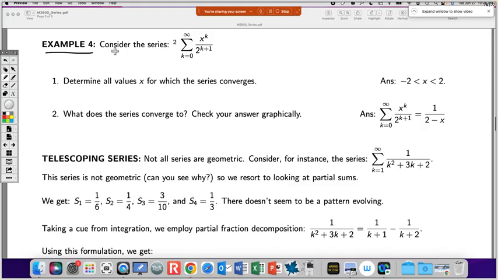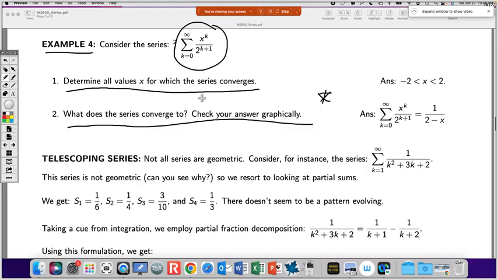Now, what's different about this series than the series we've been working with? Well, the counter here is k. That's the index of the summation. But we have a what in there? We got an x. Determine all values x for which the series converges. What does it converge to? Check graphically. So something cool happens here. So let's look at this one.